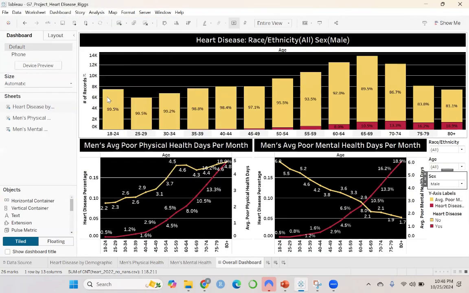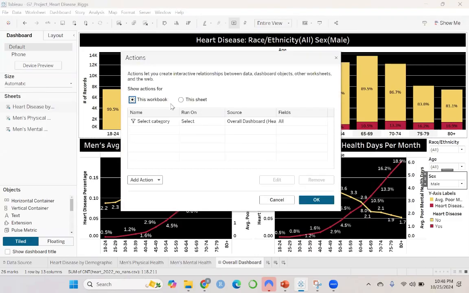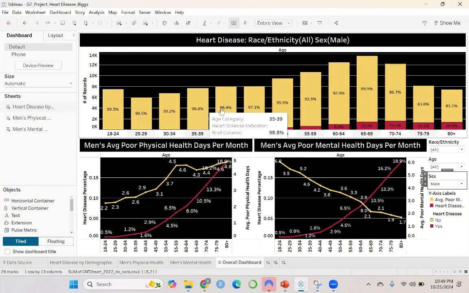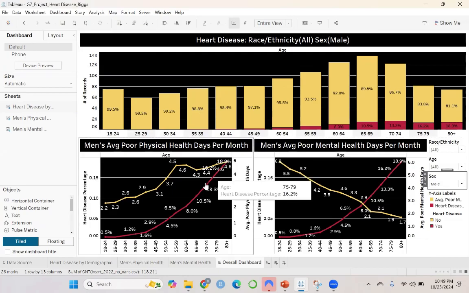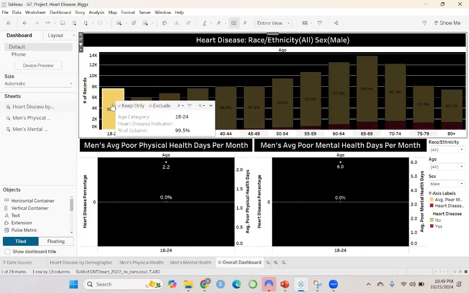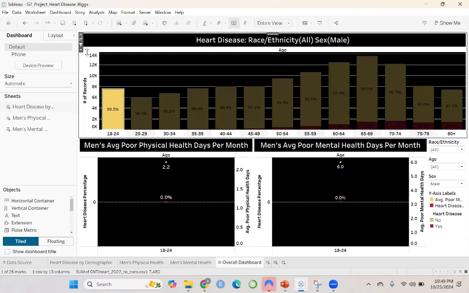Now we did add a filter action, which we can open up right here, which allows us to just select on one of these categories. So if you're interested in a certain age group and you want to just see real quick what their poor physical health days were or their poor mental health days were, it'll show you that.